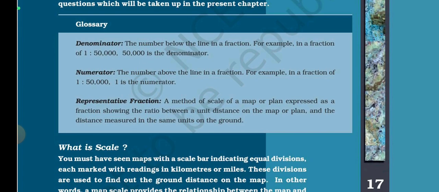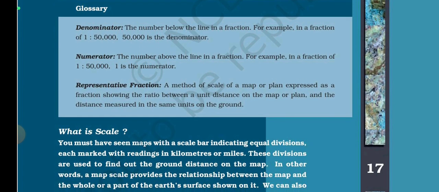First, we should note the glossary, that is denominator: the number below the line in a fraction. For example, in the fraction 1:50,000, 50,000 is the denominator. The number above the line in a fraction is called the numerator. For example, in 1:50,000, 1 is the numerator. We all know these things, right?